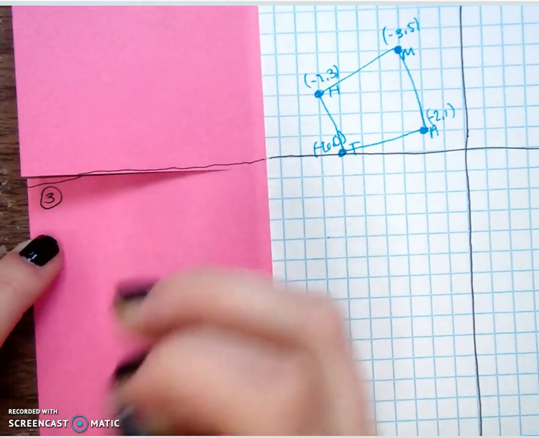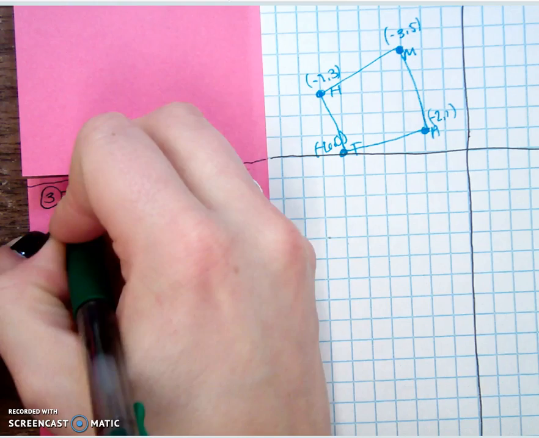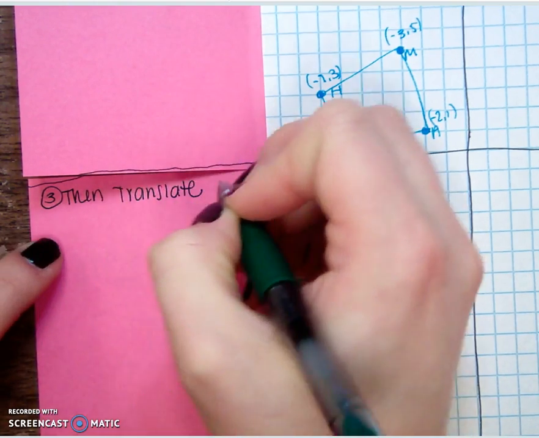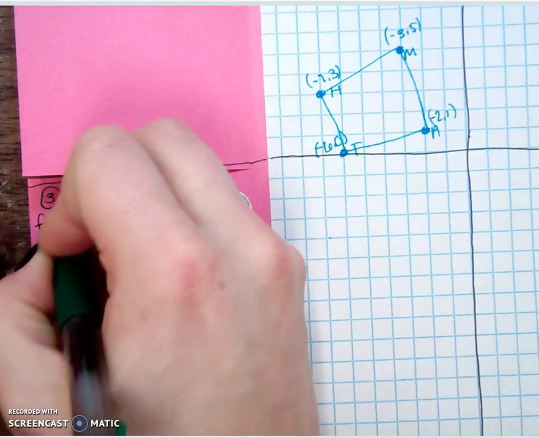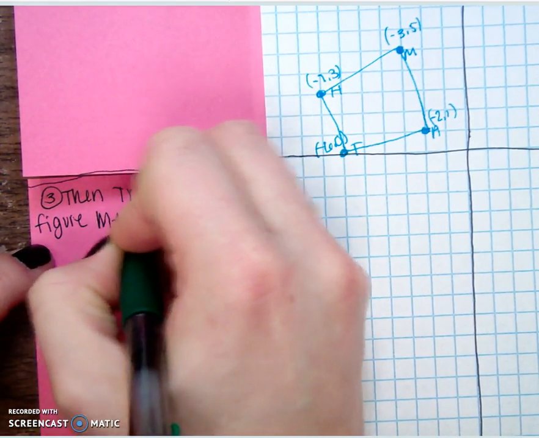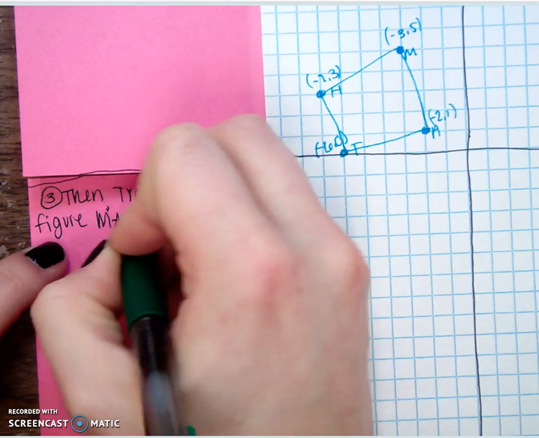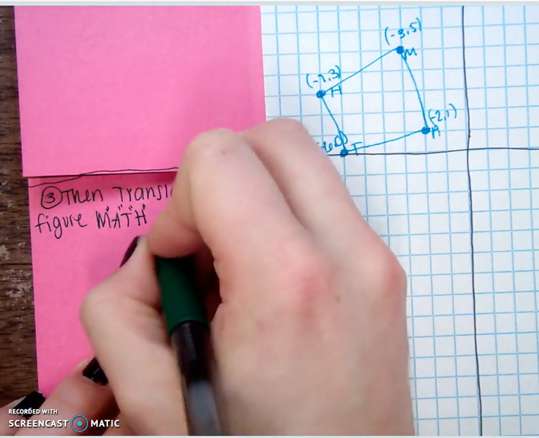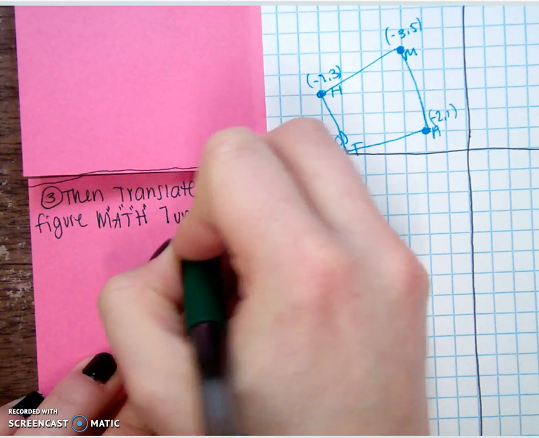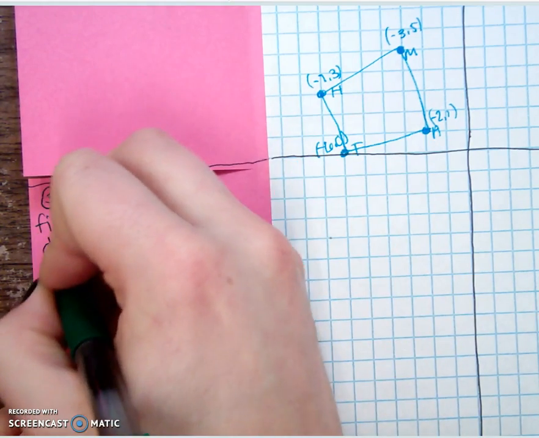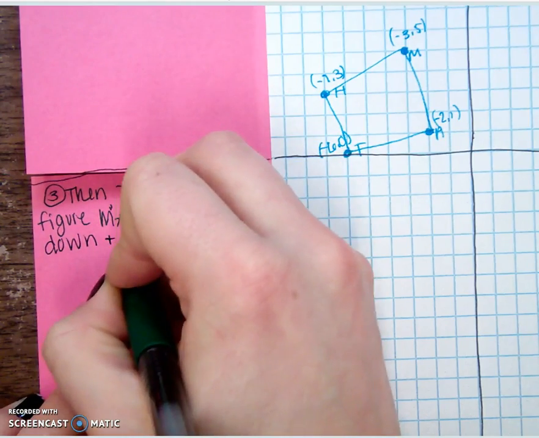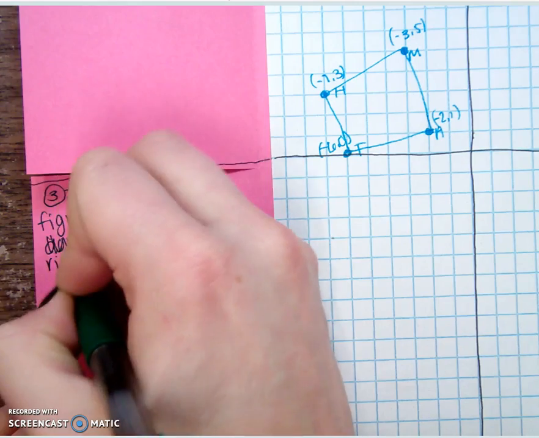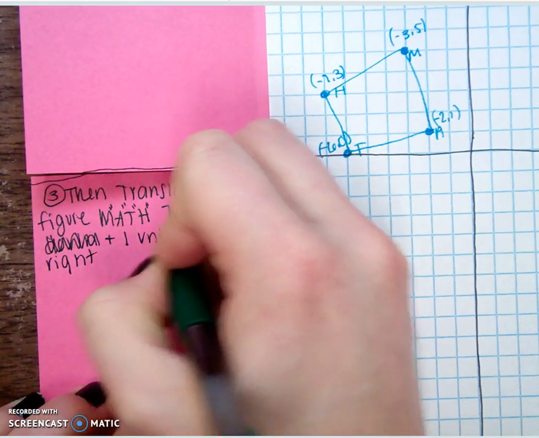Okay, then you're going to translate figure MATH. So that's M prime prime, A prime prime, second primes for all of those. 7 units down and, let's say, 7 units right. And 1 unit down.